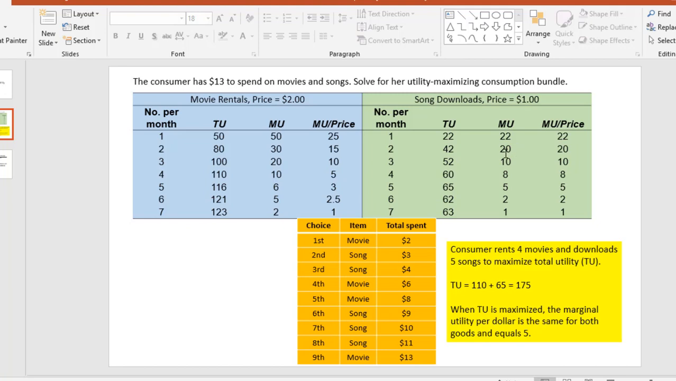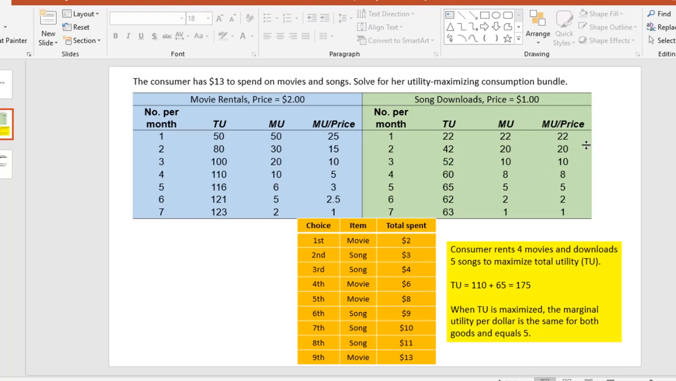And then on the far right, we have song downloads. So this person can download songs. Once again, we have information on 1 to 7 downloads for the month and the total utility associated with those downloads. We also have the marginal utility of the downloads here. As she downloads more songs during the month, total utility rises, but it's rising at a diminishing rate because marginal utility is falling. She's adding less and less to her utility with each successive download.